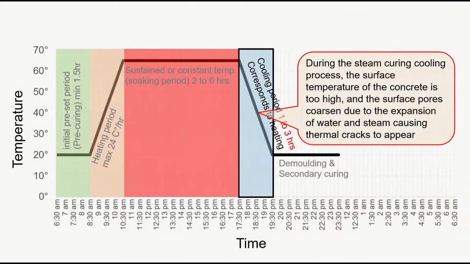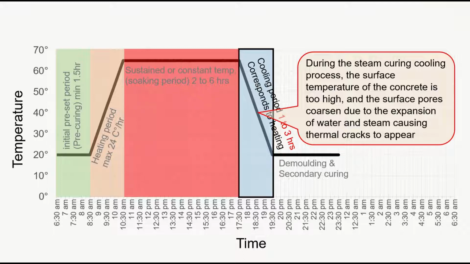The final stage is the cooling stage. Cooling usually takes up to 3 hours. The rate of cooling could correspond to the heating stage process. To reduce the risk of shrinkage cracking, the rate of cooling needs to be decreased. When ambient conditions are cold and product size is large, the cooling rate should be further slowed down to prevent the occurrence of thermal cracking.